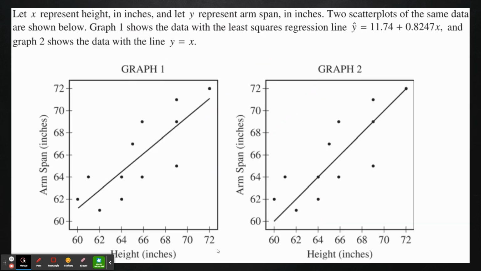For the next part of the problem, it says, let x represent the height in inches and let y represent arm span in inches. The two scatter plots of the same data are shown below. Graph 1 shows the data with the least squares regression line, y hat equals 11.74 plus 0.8247x. And graph 2 shows the data with a line y equals x.